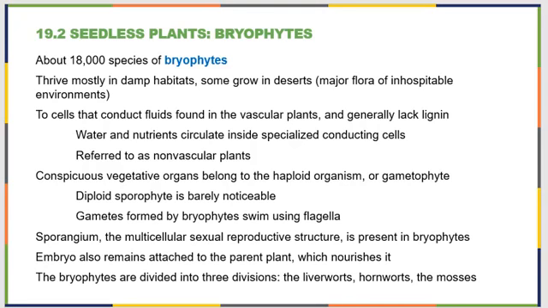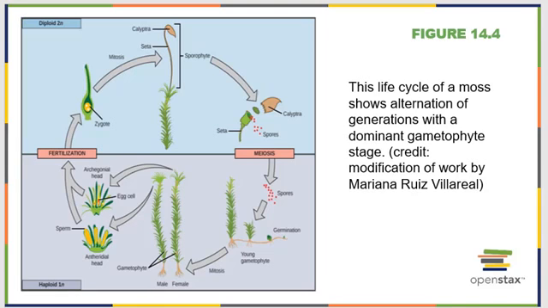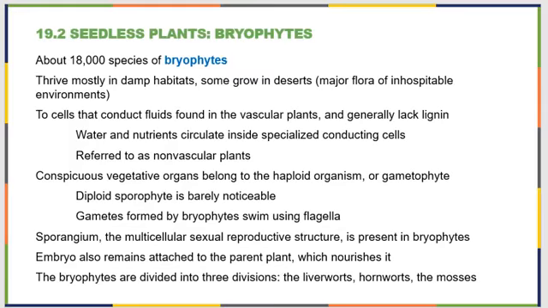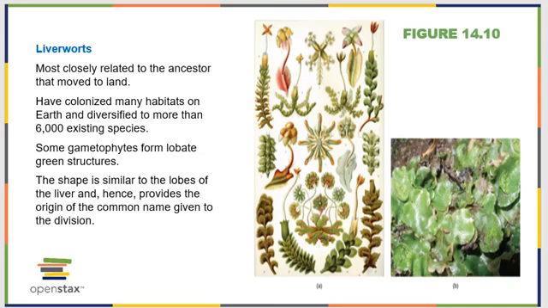Kind of a crazy thing about bryophytes tends to be that their embryo remains attached to the parent plant, which nourishes it. You saw that in this slide where you have part of the young gametophyte growing on the other part of the plant, so that was down in the mosses. The bryophytes are divided into 3 divisions: the liverworts, the hornworts, and the mosses.